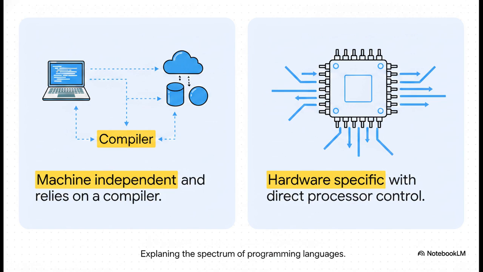But look at the right side. Low-level assembly language gives us total, unabstracted, direct control over the specific memory locations of a specific processor. Assembly just relies on these handy abbreviations, we call them mnemonics, to represent individual binary machine codes.